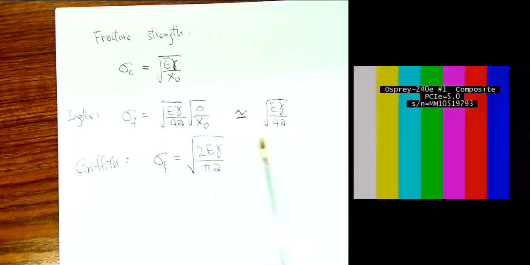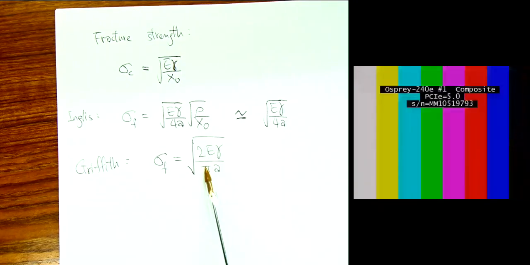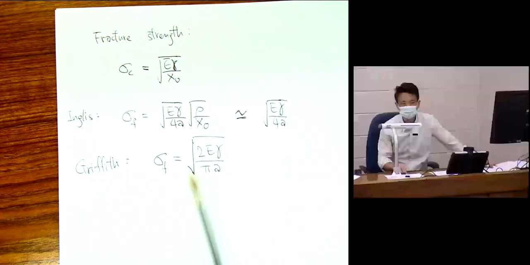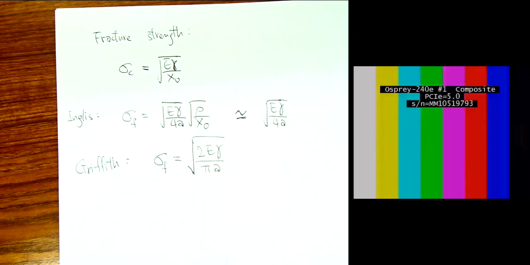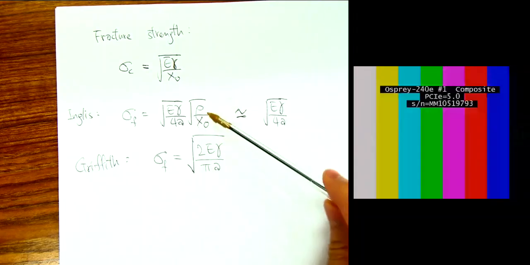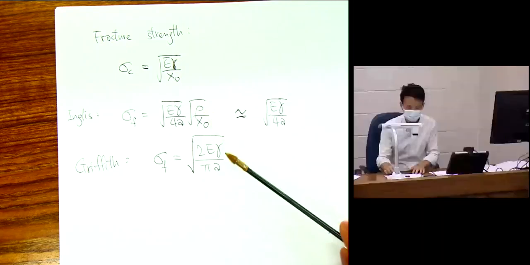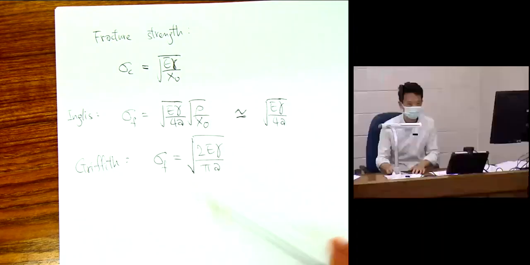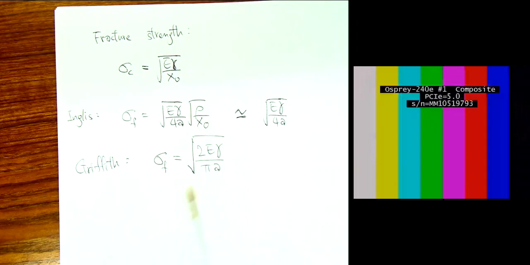Additionally, Inglis has a sensitivity to the radius of curvature, and that is not appearing in Griffith. So that's why we said Griffith bypassed it. But we're going to come back to the reason why this does not appear here, even though Griffith used Inglis's solution. It's amazing that somehow it did not appear. So we're going to understand this a bit more later.